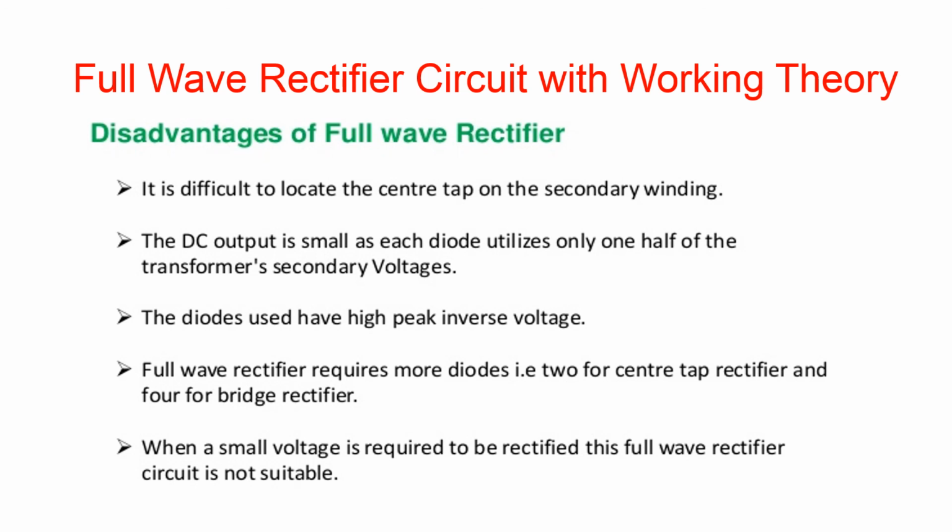It is difficult to locate the center tap on the secondary winding of the transformer. The DC output is small, as each diode utilizes only half of the transformer secondary voltage. The diodes used have high peak inverse voltage. Full wave rectifiers require more diodes, that is 2 for center tap and 4 for bridge type. When a small voltage is required to be rectified, the full wave rectifier circuit is not suitable.